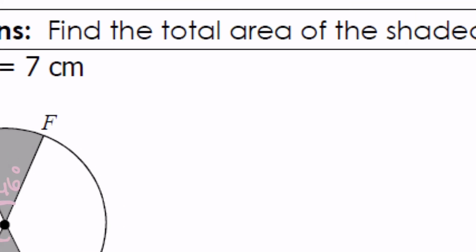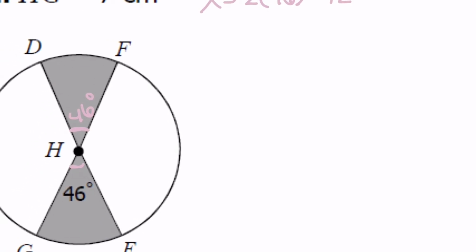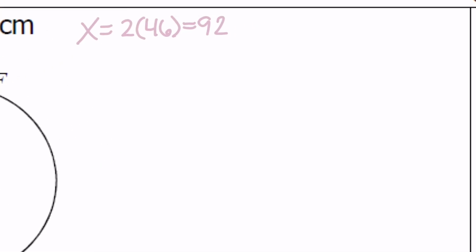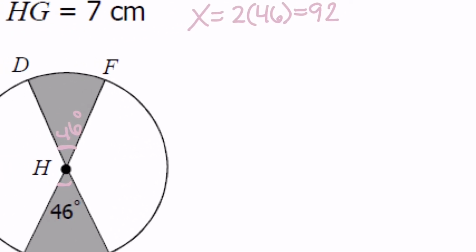So what that means is, x is equal to 2 times 46, which is 92. Okay, so that's what my x is going to be. Since I've got 2 sections and they have the same angle, that's my degree of the arc, the total arc. I have 2 arcs at 46 degrees. So when I combine those together, it's a 92 degree arc total.